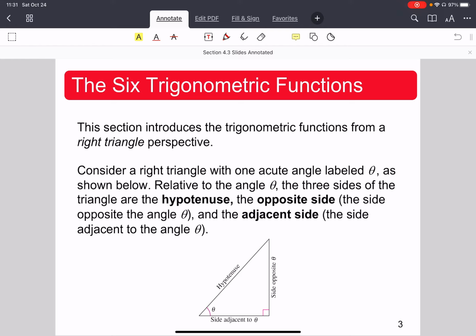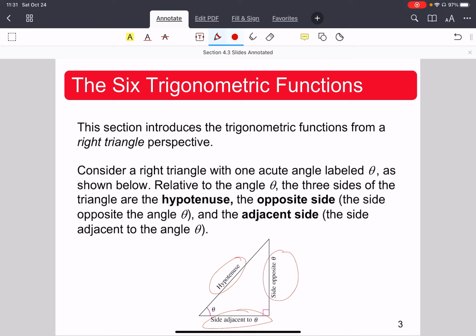But here we're going to do something a little bit different, a little bit more geometric rather than coordinate based. Here we're going to consider a right triangle with one acute angle that is generally going to have some kind of label like theta, and relative to that angle theta, the three sides of the triangle are the hypotenuse, opposite, and adjacent. So we use different language.